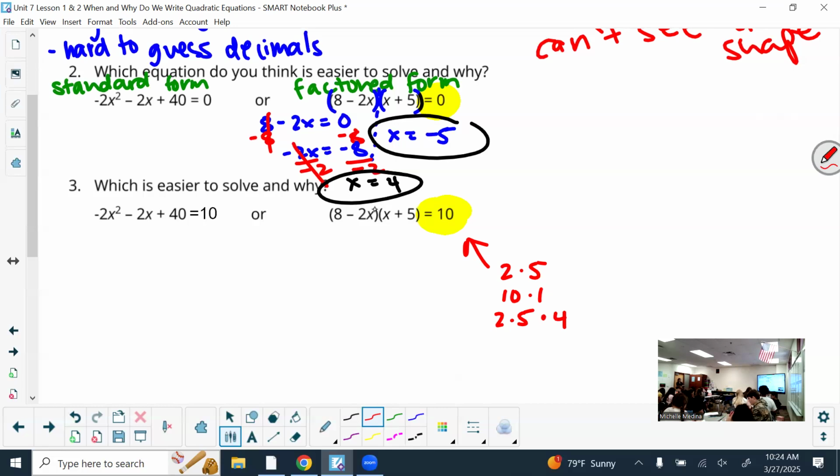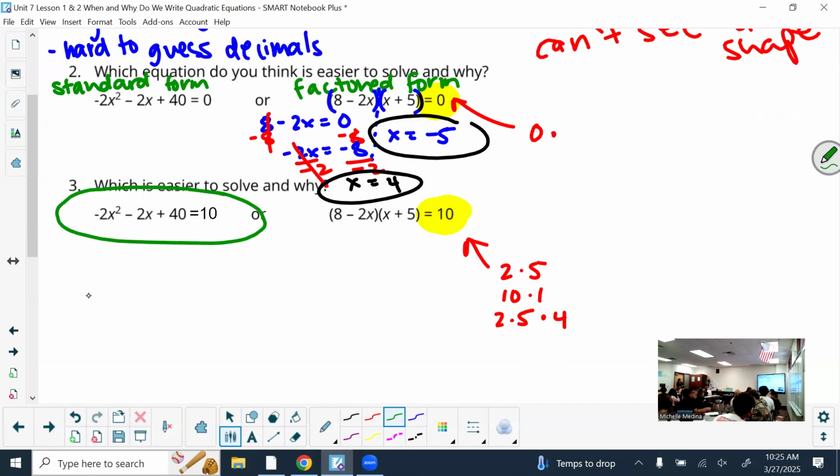For example, if I were trying to figure out whether this one is 2 and this one is 5 and vice versa, that is way harder to figure out, because there are lots of different ways to get 10. I know that if I'm multiplying and I'm getting 0, one of the numbers has to be 0. And that's why it's easier, if it's set equal to 0, to use a factor. So it's not impossible, but for this one, I would say that the standard form is easier. Unless you're graphing, it would have to just be by guess and check.